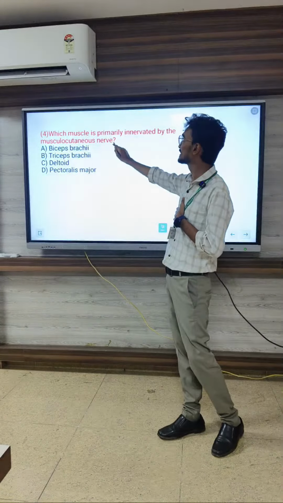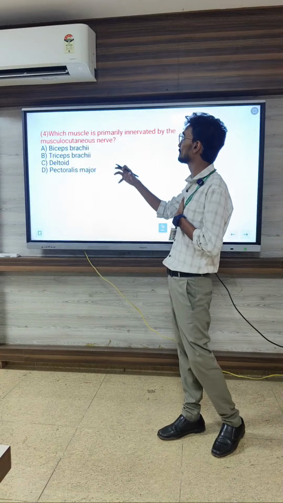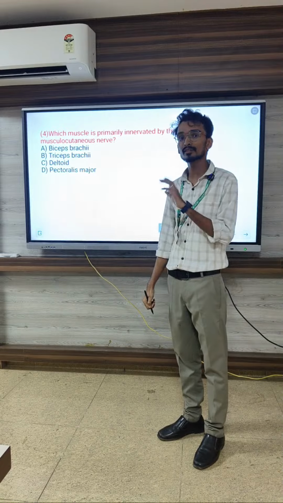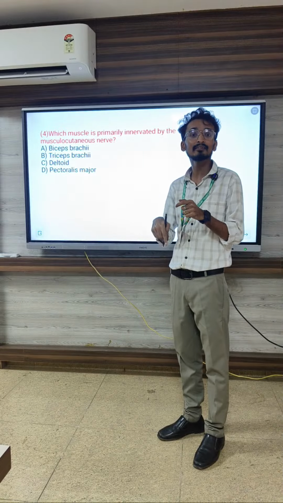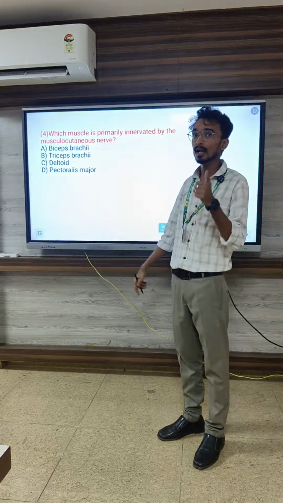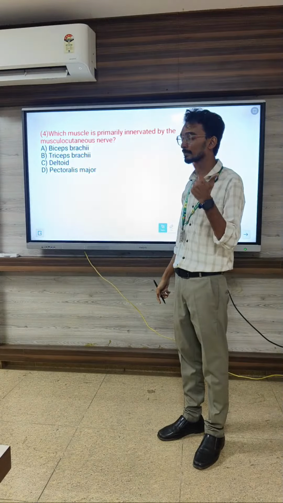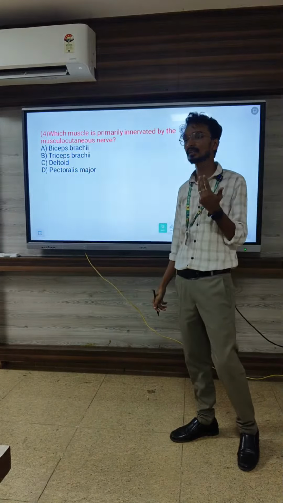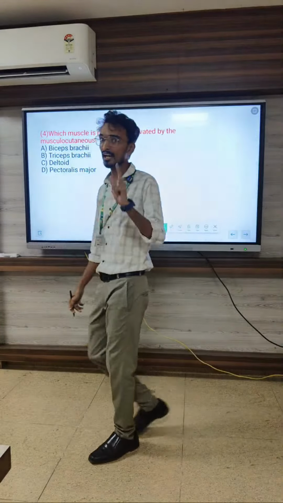Which muscle is primarily innervated by the musculocutaneous nerve? The nerve called the musculocutaneous nerve, which muscle is primarily innervated by that nerve? Option A, biceps brachii. Option B, triceps brachii. Option C, deltoid muscle. And option D, pectoralis major. Have a glance, we'll be back.